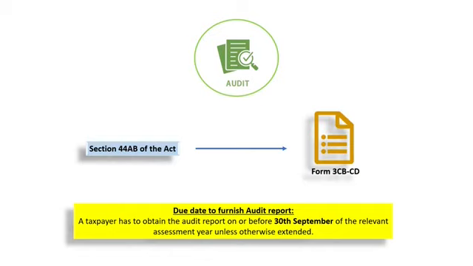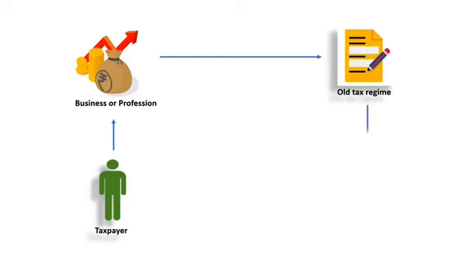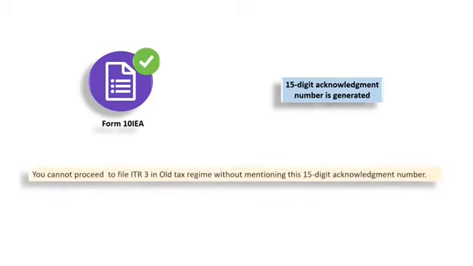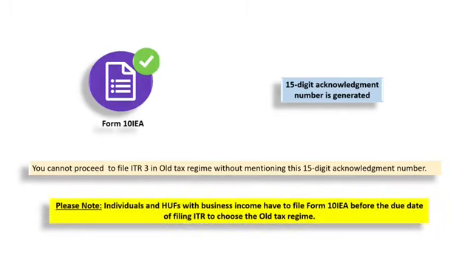unless otherwise extended. Taxpayers reporting income under the head profits and gains of business and profession and opting out of the new tax regime are required to file Form 10-IEA if they wish to opt for the old tax regime. After submitting the form, the taxpayers would be getting a 15-digit acknowledgement number. You cannot proceed to file ITR 3 in the old tax regime without mentioning this 15-digit acknowledgement number. Please note, individuals and HUFs with business income have to file Form 10-IEA before the due date of filing income tax return if they choose to pay their taxes in the old tax regime.